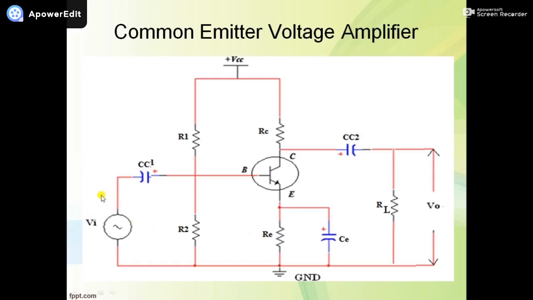Then the second thing: if you apply the negative part of the signal, it means you are applying a negative signal to the base of the transistor. At that time this junction becomes reverse biased. When this becomes reverse biased, automatically IB decreases. As IB decreases, IC also decreases.